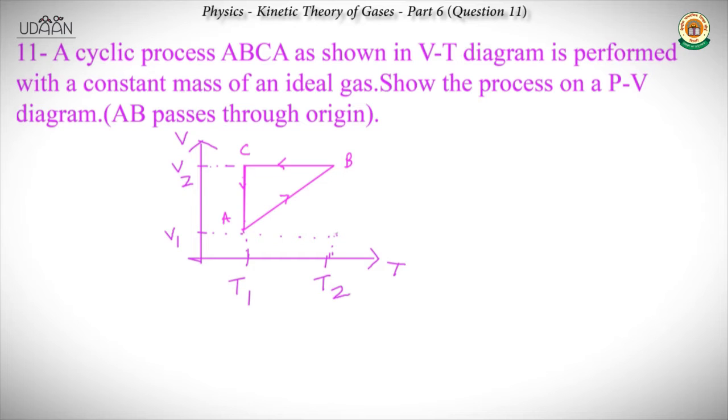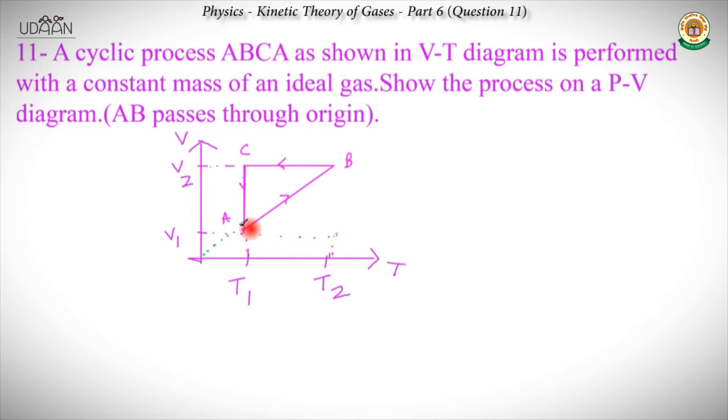So in question number 11, a cyclic process ABCA as shown in the VT diagram is performed with a constant mass of an ideal gas. Show the process on a PV diagram. Make a note that AB passes through the origin. It's like this, AB is passing through the origin. First we try to identify all the types of process and if possible give the values to them.